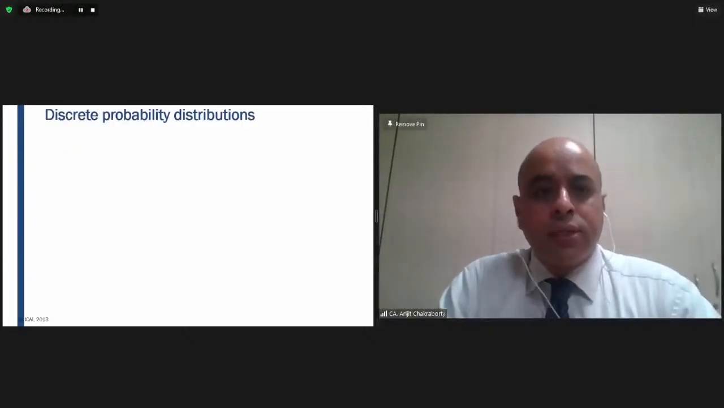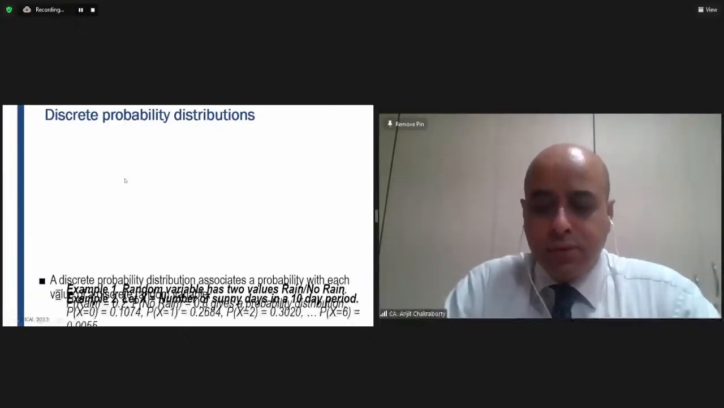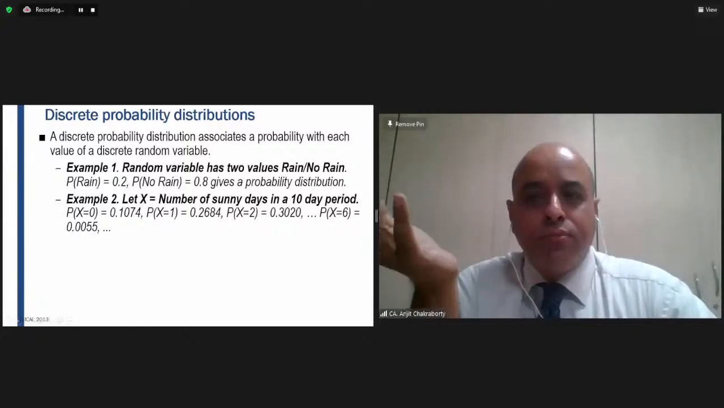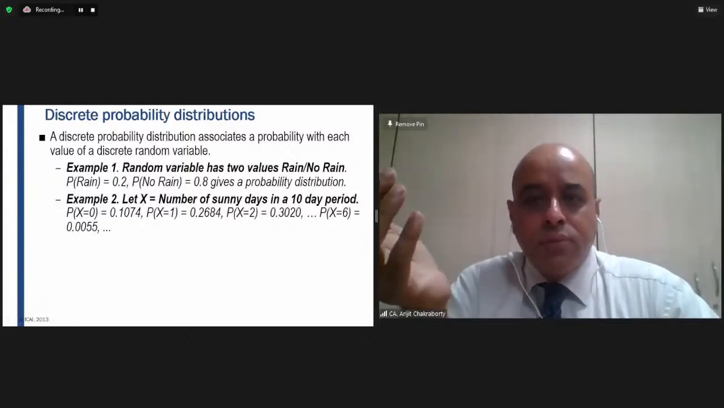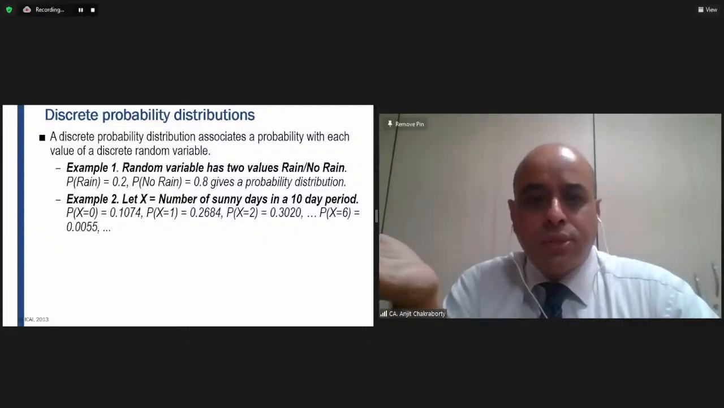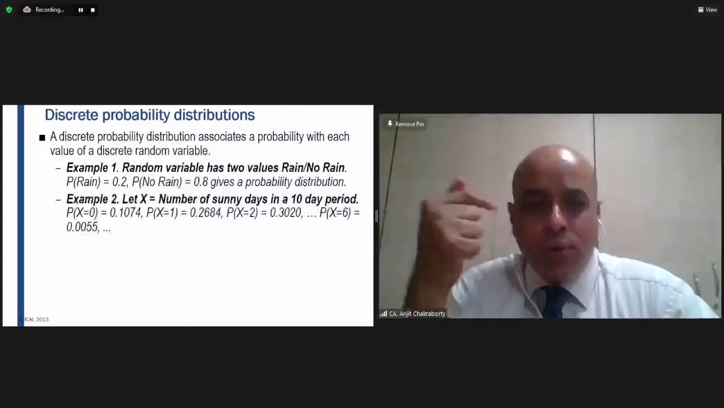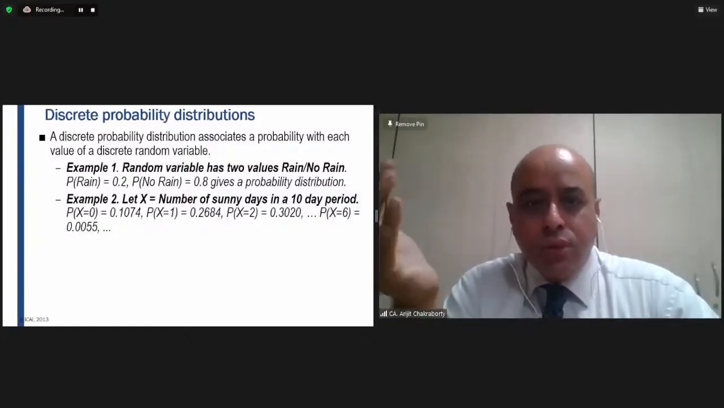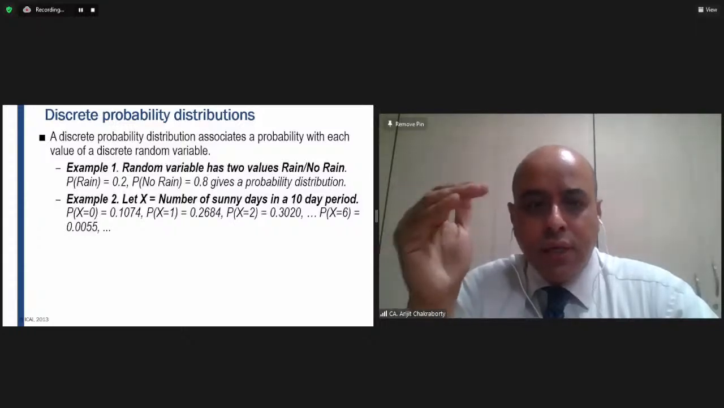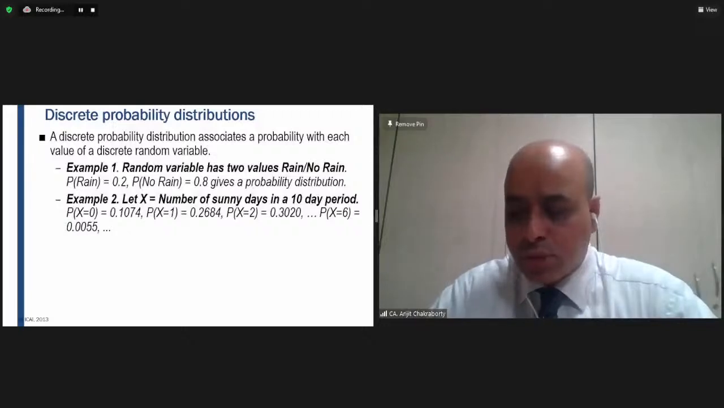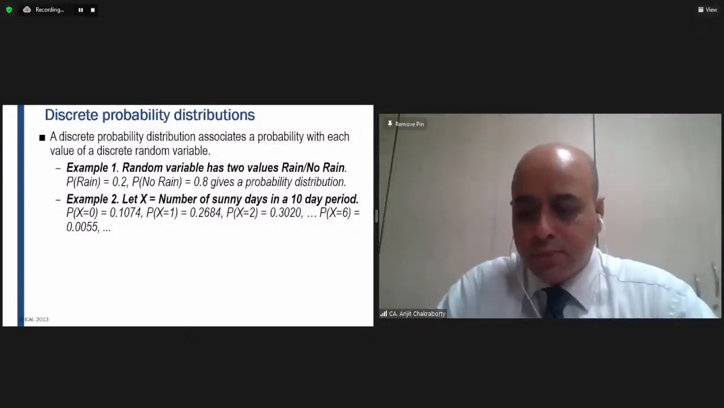In case of probability distribution, again, we will take some examples. First is the discrete probability distribution. Let us take the example of the random variable of rain or no rain. Say the probability of rain is 0.2 and the probability that there is no rain is 0.8. If you go on measuring how many days you are getting rain and how many days you are not getting rain, you can build up a probability distribution, right? This is the basic concept of probability distribution.